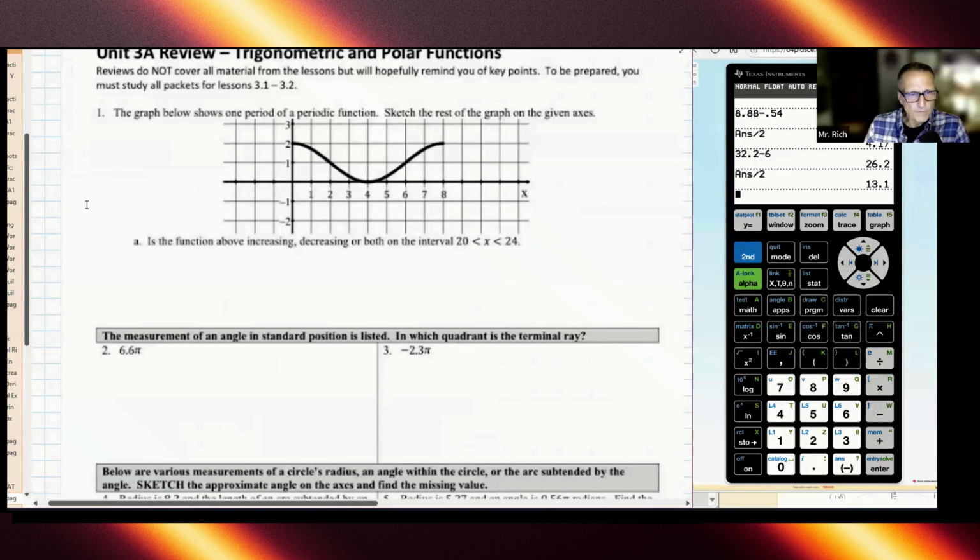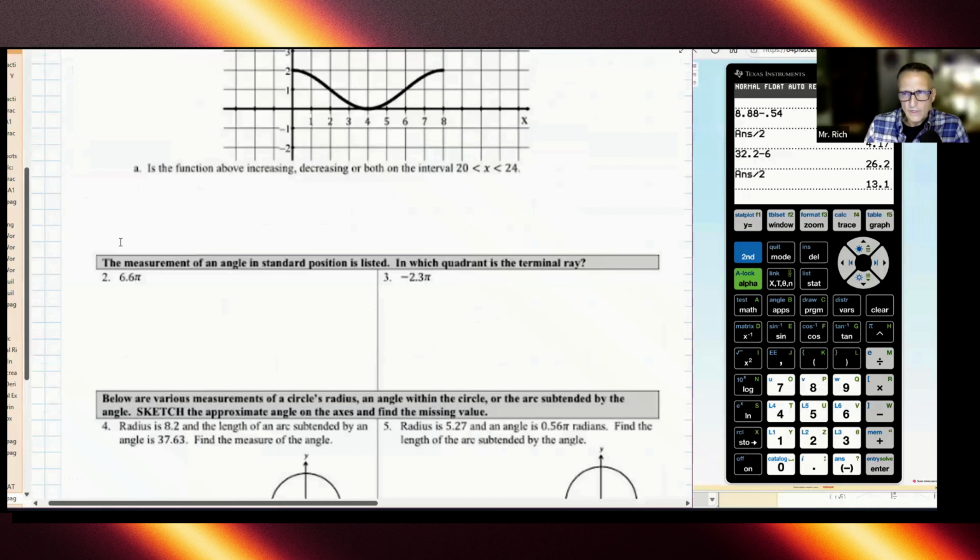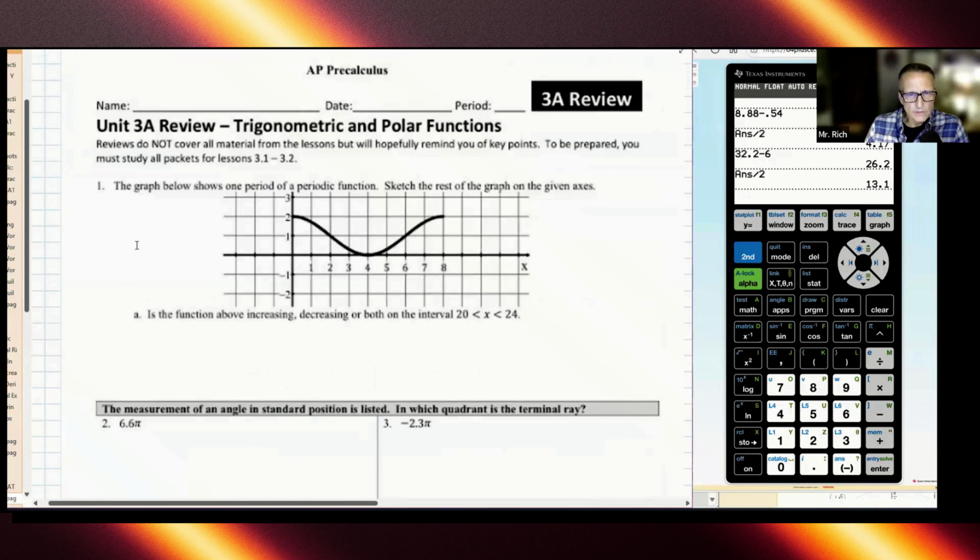So this is a review for Unit 3A, which I think goes up through maybe 3.7 in the AP pre-calc. Let me take a look at this first question. This one comes from 3.1. Here we're looking at a periodic function. You can probably tell that it looks like a cosine function, but the period is 8. It takes 8 units along the x-axis to go through one period. So the period is 8.